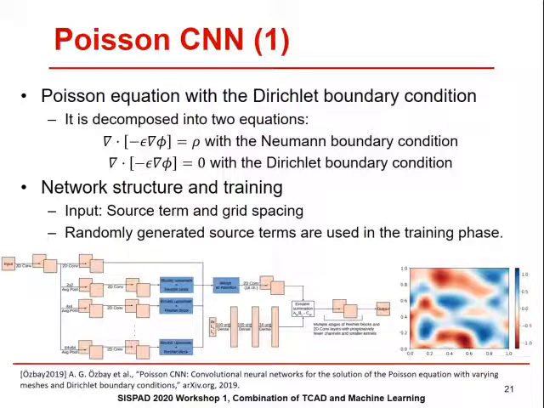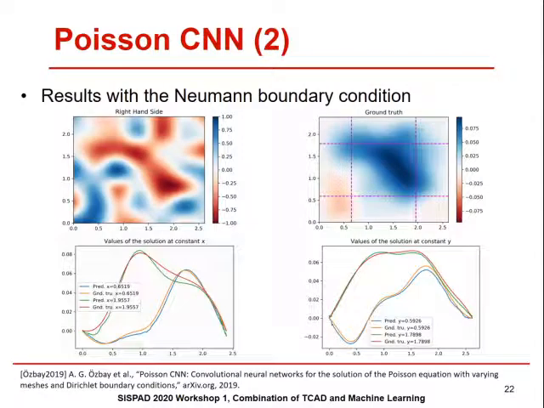When compared with the previously introduced work, its network size is much larger. This large network is trained with randomly generated source terms. Results with the homogeneous Neumann boundary condition are shown. When the source term is given, the trained neural network gives a predicted solution profile. It is compared with the numerical solution. A good agreement is obtained.